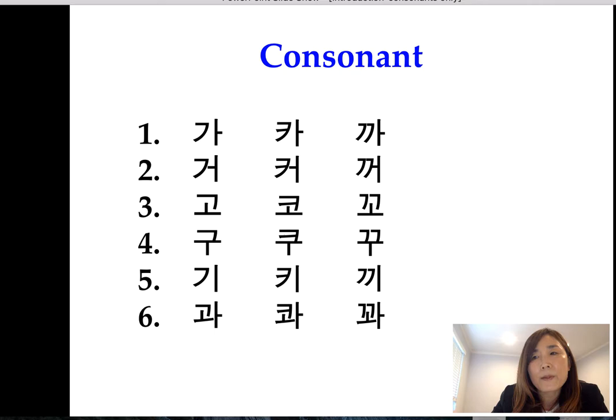Please repeat after me. Number one, ka, ka, ga. Number two, ko, ko, go. Number three, ko, ko, go. Number four, ku, ku, gu. Number five, ki, ki, gi. Number six, kwa, kwa, gwa.